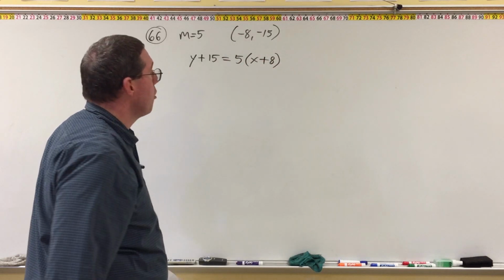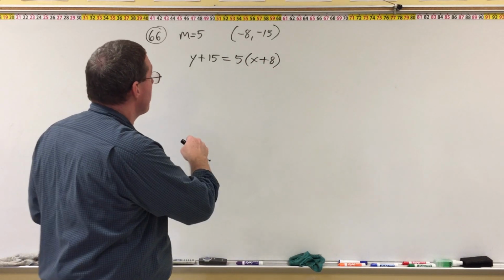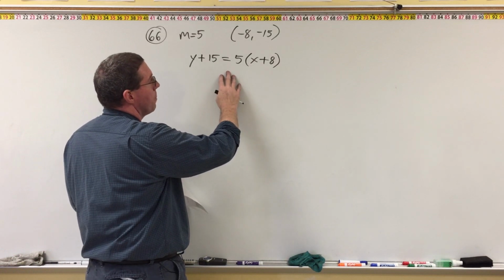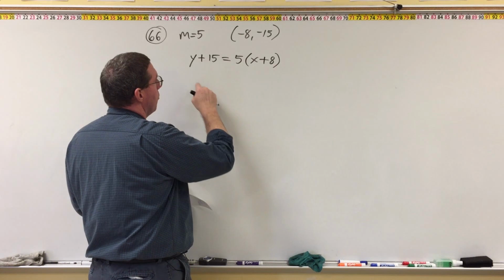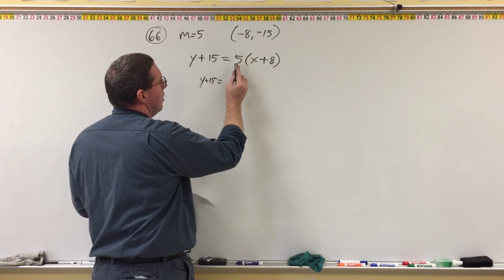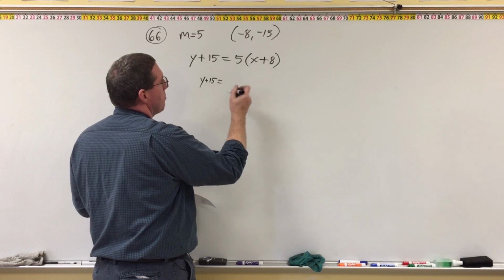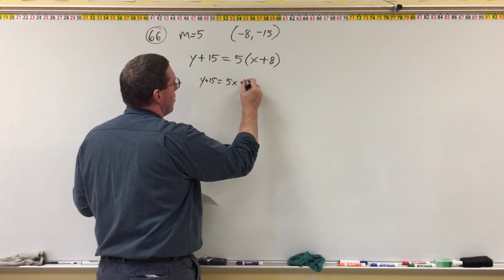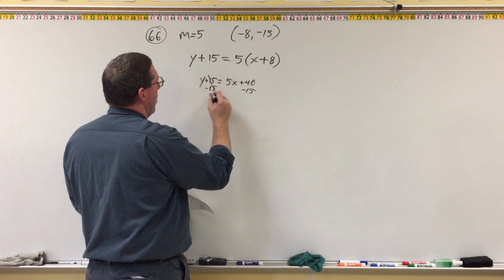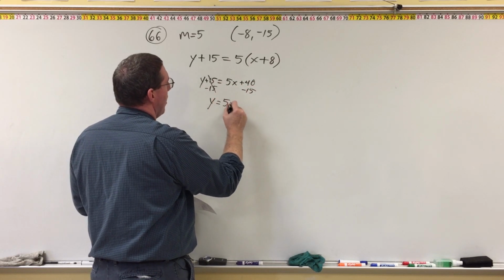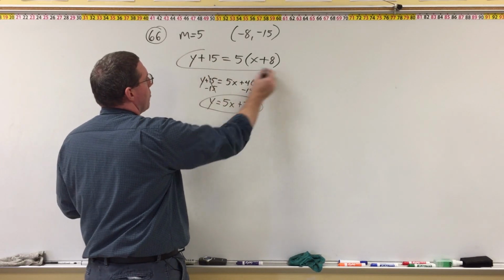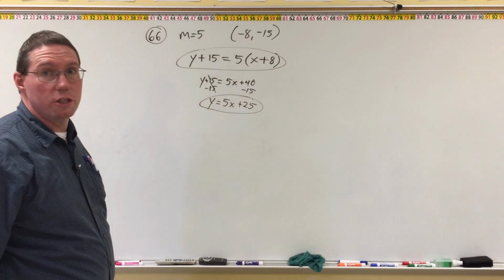This is point slope form. Now we're going to turn this into slope intercept form. So we got y plus 15 equals, I'm going to distribute the 5, 5x plus 5 times 8 is 40. Then we're going to subtract 15 from both sides. And we get y is equal to 5x plus 25. There's our slope intercept form. There's our point slope form for question 66.